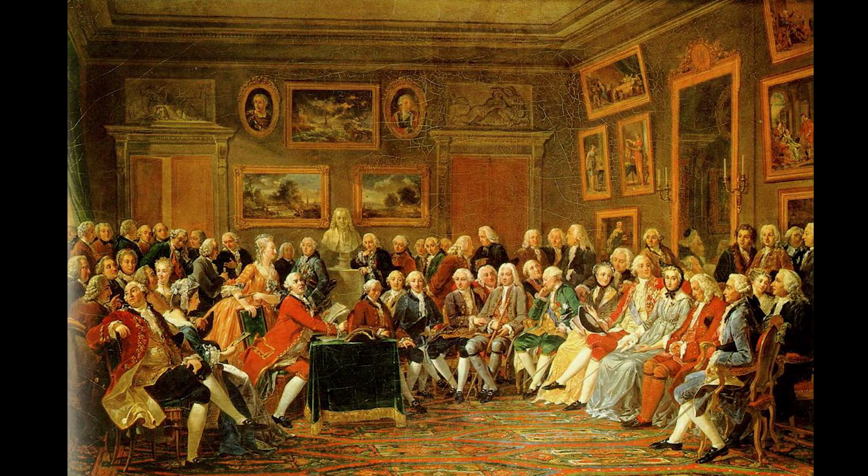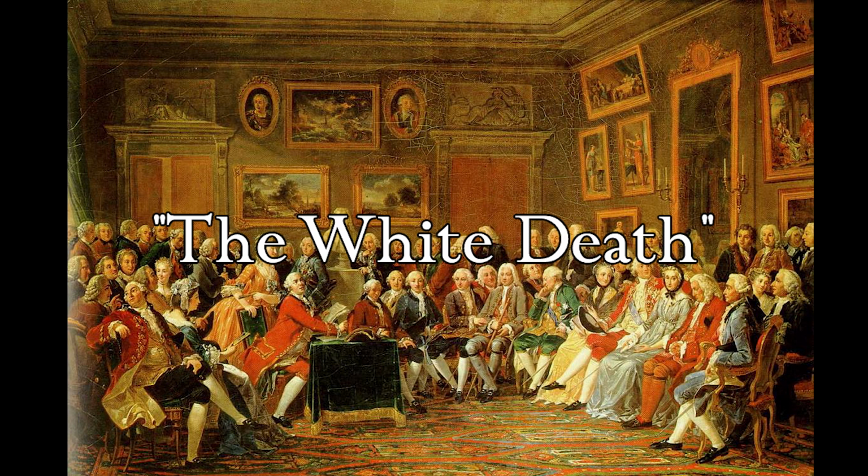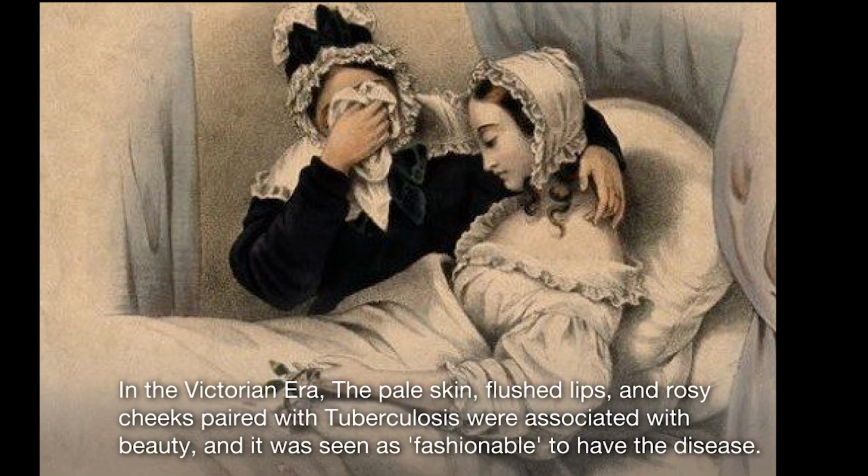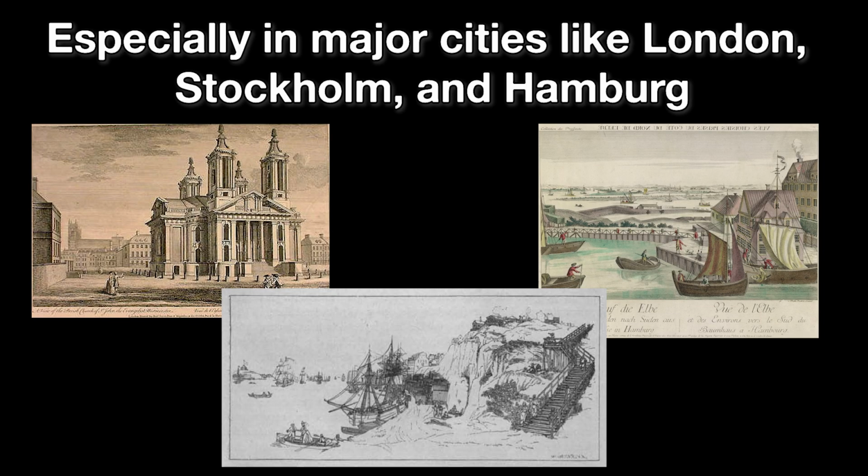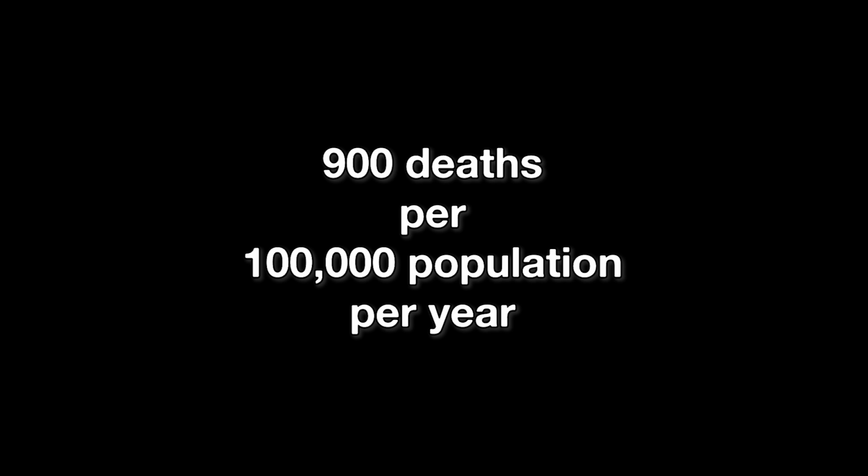In the 18th century, tuberculosis was known as the White Death due to the pale skin tone seen in patients. Tuberculosis had become epidemic in Western Europe, and showed a seasonal pattern, with a majority of cases occurring during the spring and summer season. It had a mortality rate of 900 deaths per 100,000 population per year.